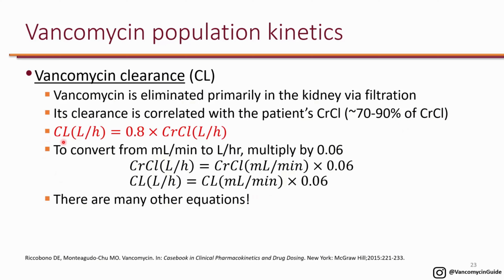So we can actually use this equation that vancomycin clearance in liters per hour equals 0.8 times creatinine clearance, as long as creatinine clearance is in liters per hour units. And in order to get creatinine clearance in liters per hour unit, you basically multiply the creatinine clearance that you normally calculate from Cockcroft-Gault by 0.06, that gives you liters per hour, and then you multiply that by 0.8 to get vancomycin clearance.